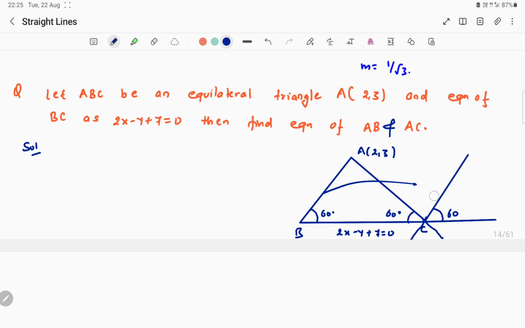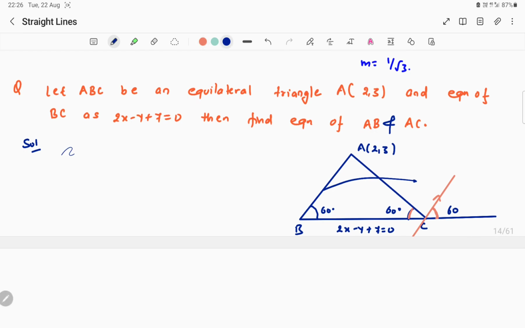Let me change the color to give a better understanding. Suppose you draw a line parallel like this, so can you see this line is also making 60 degrees and this line is also making 60 degrees. So indirectly this question is of the previous concept, isn't it, that you have to find two lines which are making 60 degrees with the given line. So how to get the slope? We already have a formula, isn't it?